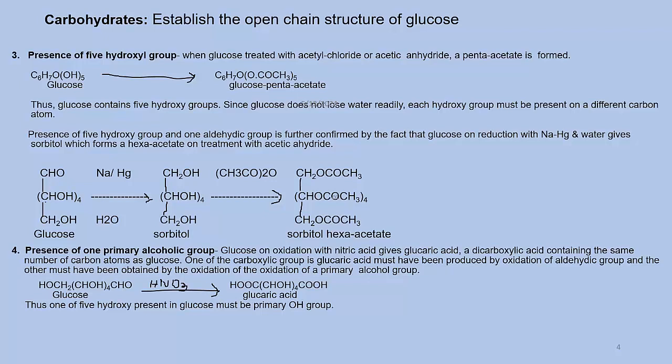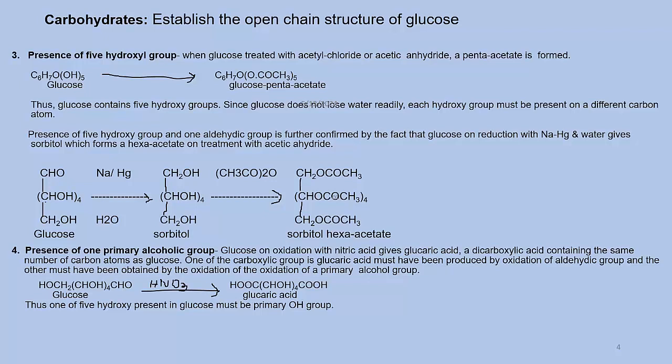Next one, presence of one primary hydroxy or alcoholic group. It means in glucose there is one primary OH group. That means one of the OH groups is present at a primary carbon.